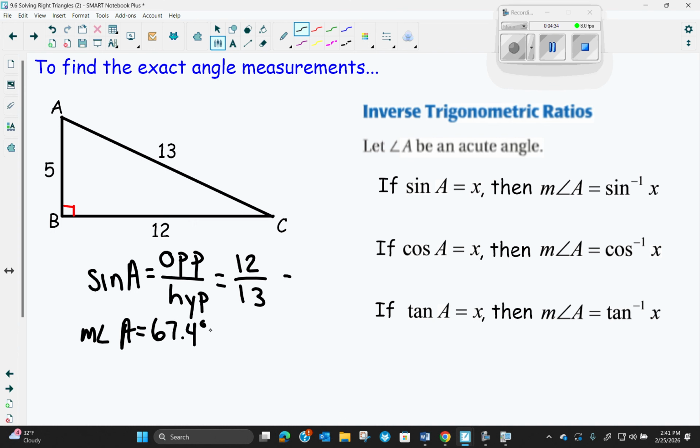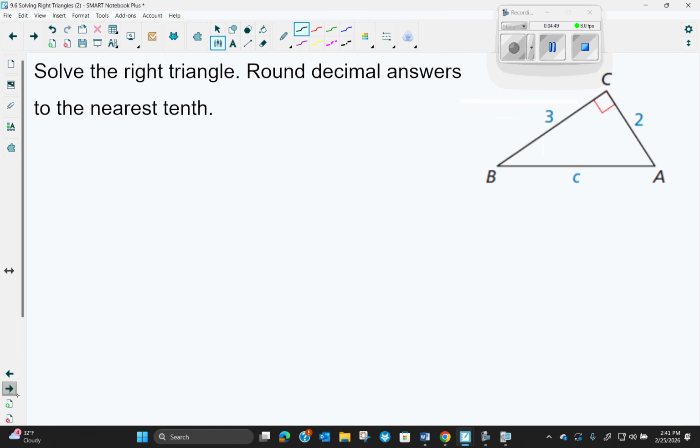Okay. I could do the same thing to find the cosine of A. Or I could use cosine, I could use tangent. If I have the side ratios, then I'm fine. Okay. So let's just try this. Let's solve the entire triangle.